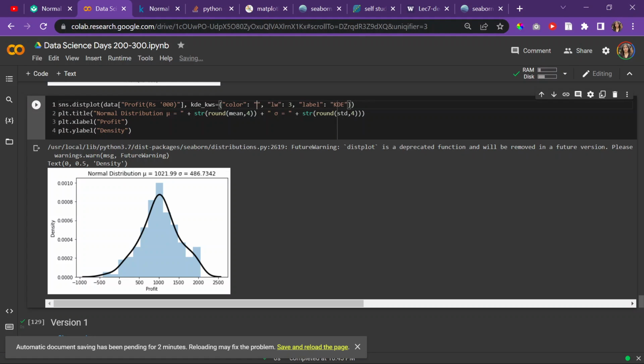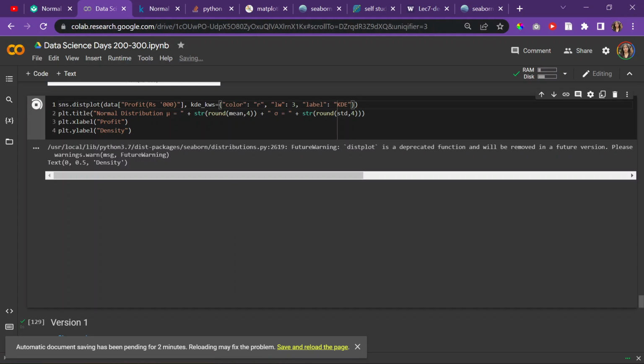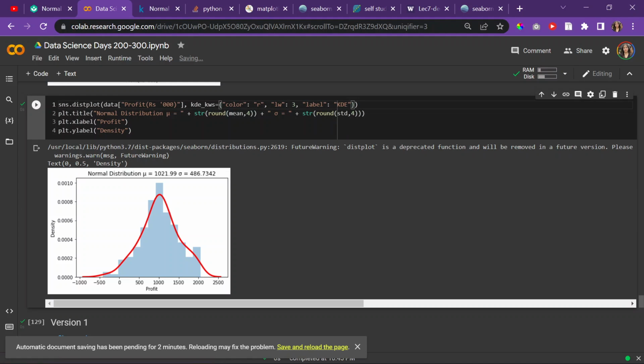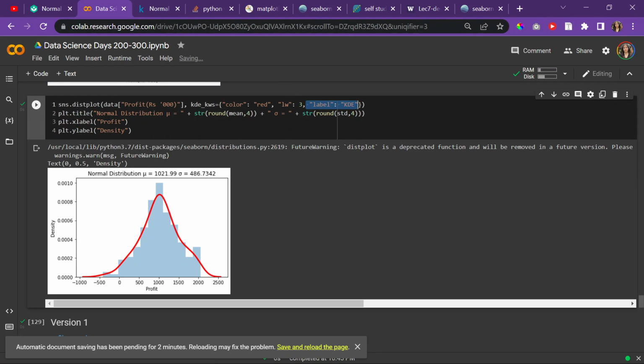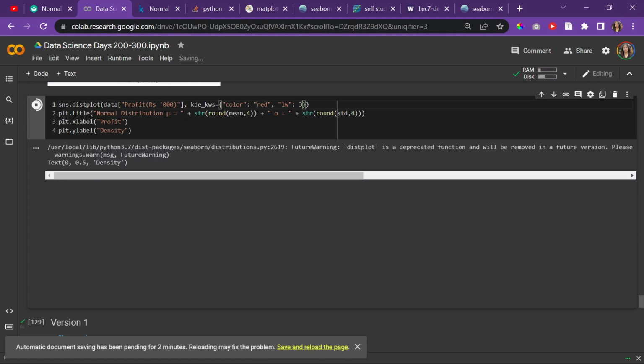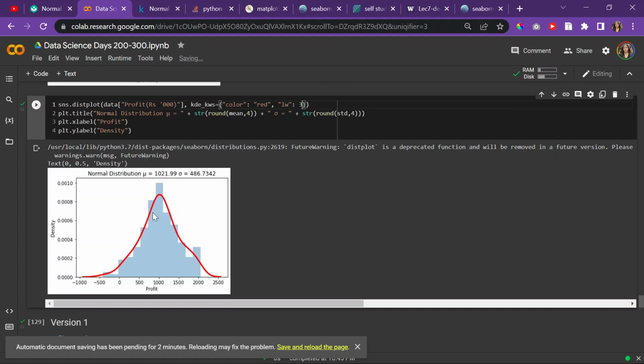It'll still be black. And if I do red, it'll be red, right? Maybe there's a code for red as R. Yeah, so I'll just leave it as red. So that's clear. And then label KDE. Do we need that label? Is that mandatory? No, it's not mandatory. So I think this is pretty self-explanatory now that I went through it.